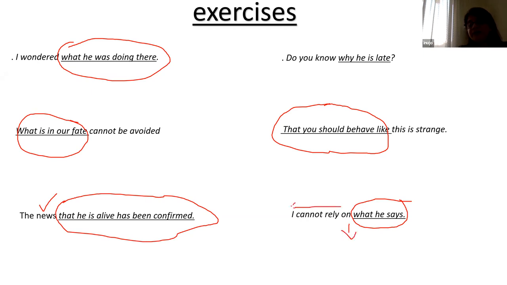Is it a complete sentence? Yes, it is a proper sentence. Hence, I cannot rely on what he says. Here the noun clause is playing the role of an object to the preposition on. I cannot rely on what? On what he says. So this is an object to the preposition on. Next one.